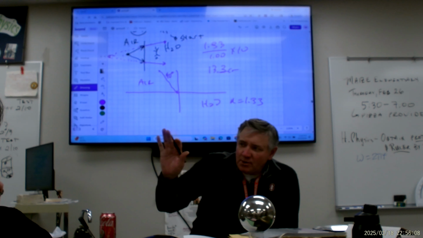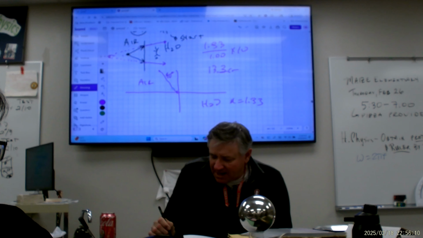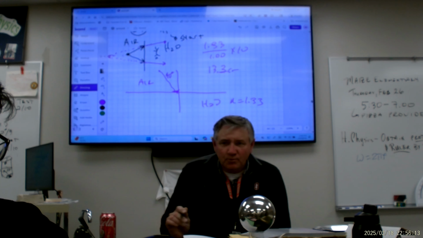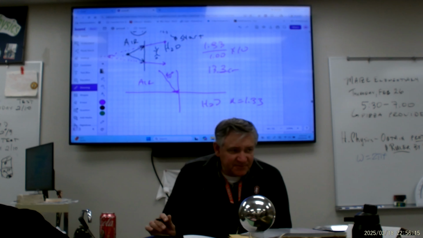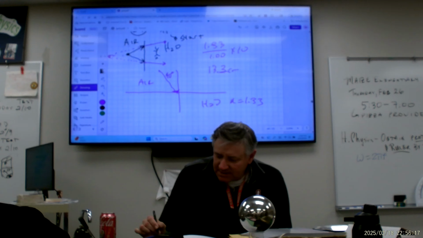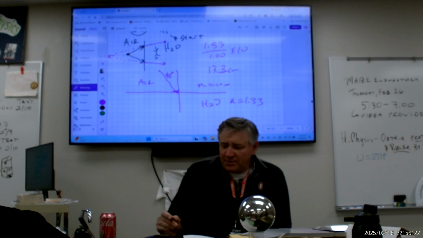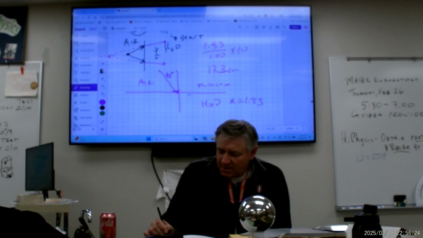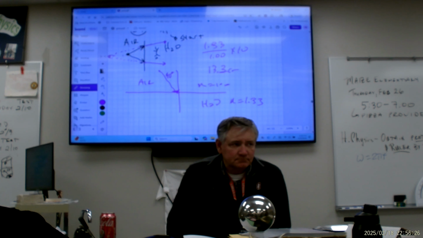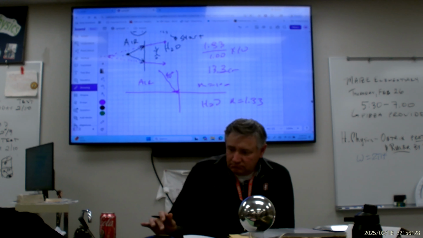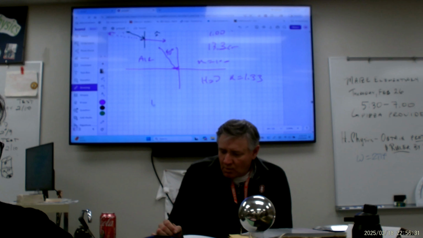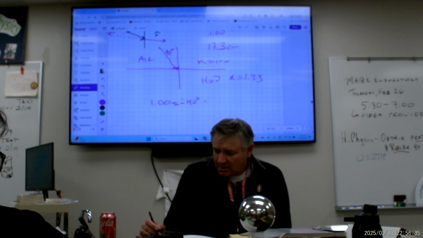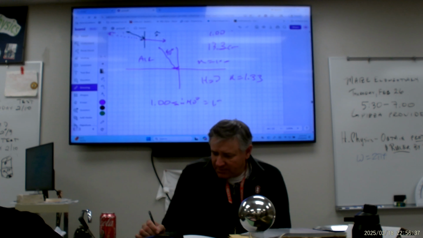You said this should be old school. I have a beam of light going from air into water. Angle is 40 degrees. Index of refraction of air is 1. Water is 1.33. What should that angle be? Less than 40, right? So we can take 1 times the sine of 40, and we can get 1.33 times the sine of theta.